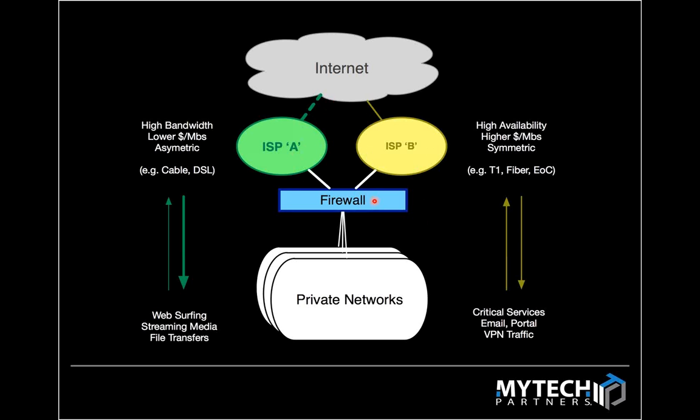Sometimes we'll identify the computers on the internal network that are going out. So we may say that desktops and workstations may be the criteria by which we define which internet pipe they go out. In other cases, we may use the firewall to identify the type of traffic that's being passed.